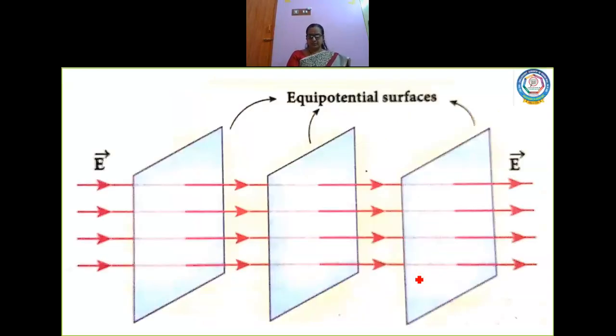Now, here this is also an example of an equipotential surface. Here I have just drawn a uniform electric field. As you all know, a uniform electric field is represented by parallel lines. I have represented parallel lines here, children, 4 lines which are parallel to each other. Now, this represents the electric field. Now, what will be the equipotential surface?